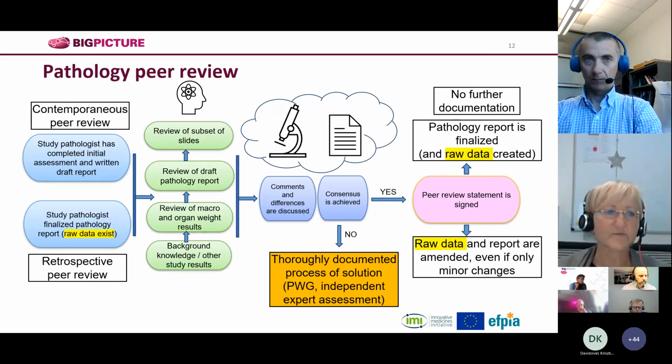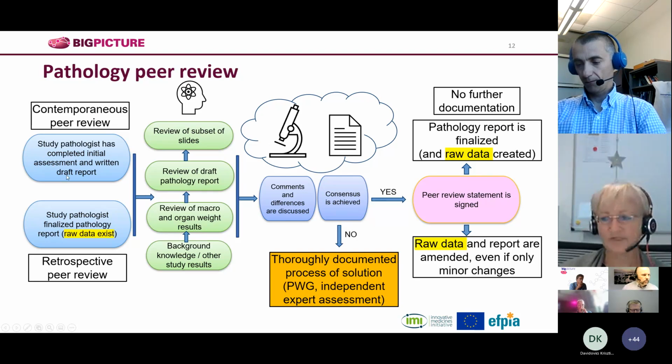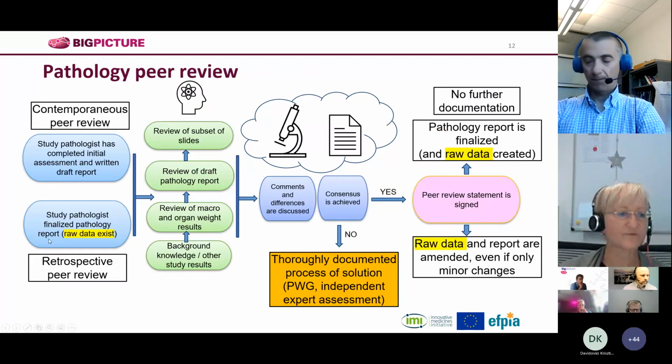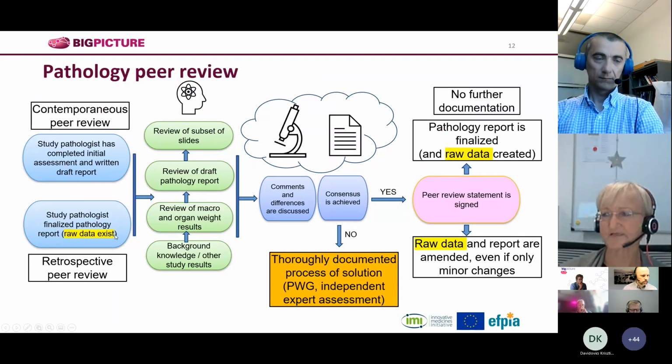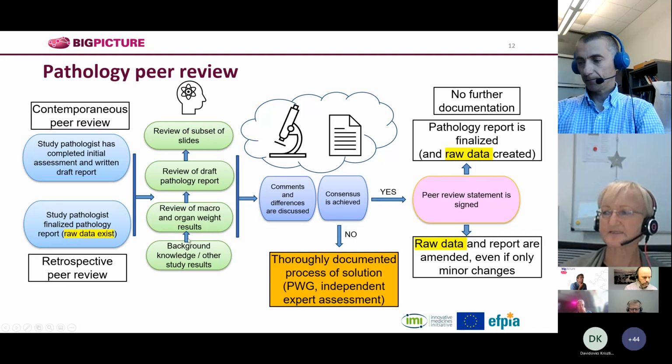We have a diagram showing what this pathology peer review is like. So we have a contemporaneous peer review on the one hand, which would be conducted when the study pathologist has completed his assessment but has not yet signed his report, or a retrospective peer review when the pathology report is already signed, so raw data exist. The peer review is a review of a subset of slides, review of the draft pathology report or signed pathology report, review also of other pathology results, and of course needs a lot of background knowledge and understanding of the study, understanding of the compound, and so on.